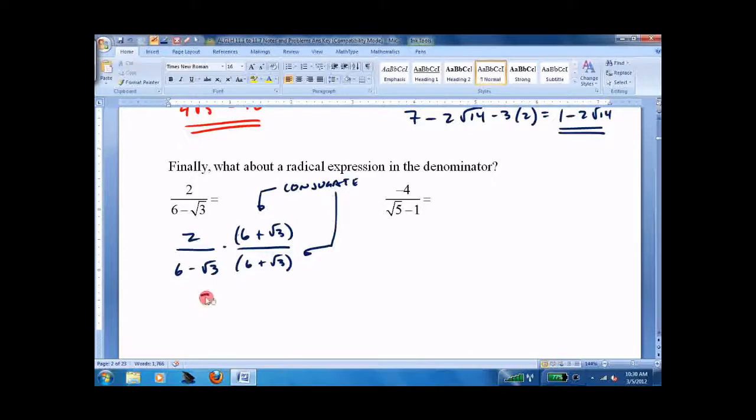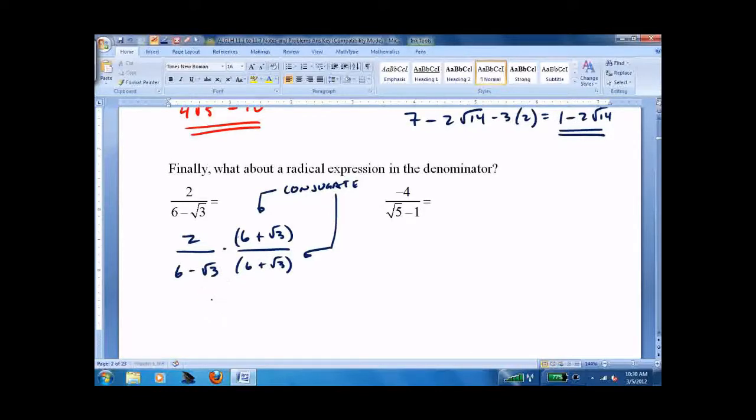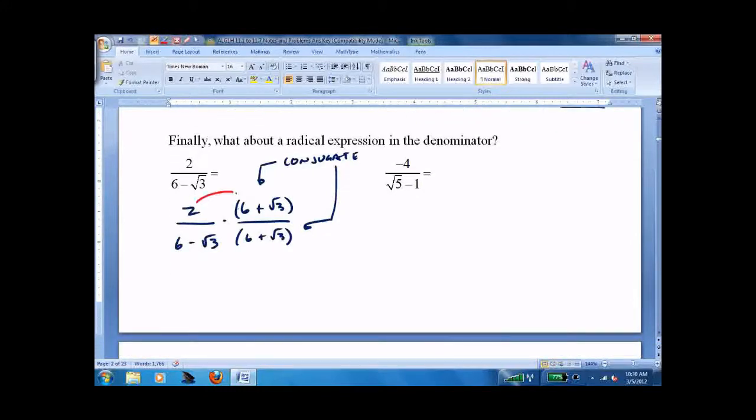So we get on top 2. Let's multiply it out, save ourselves some time. 12 plus 2 radical 3. And the bottom's where some neat little magic happens. 6 minus root 3, 6 plus root 3. You should remember this. 36. Middle terms vanish. Minus root 3 times 3 is 3. 12 plus 2 root 3, all over 33. Got that radical out of the bottom. Can't have it there. Try the next one on your own.